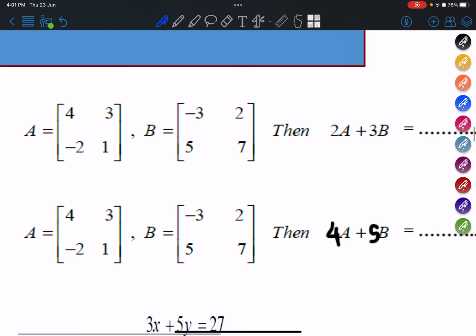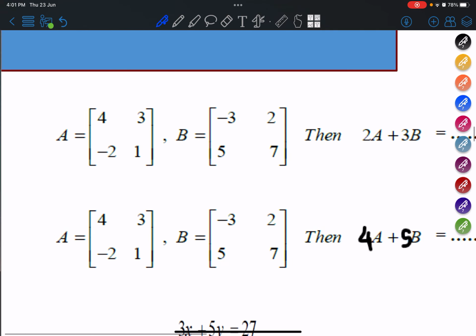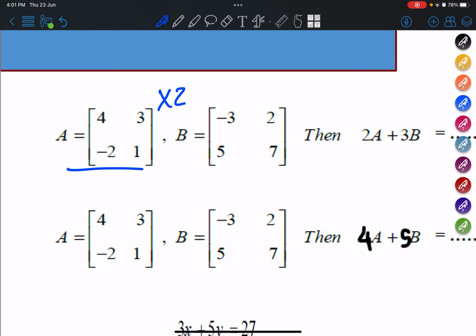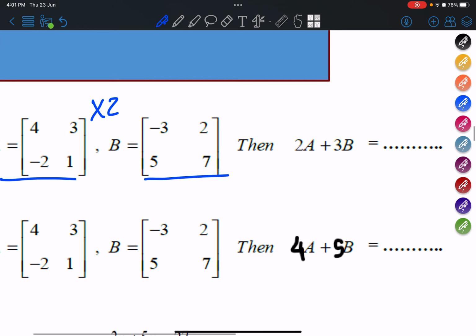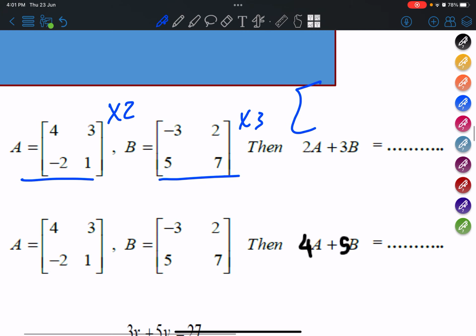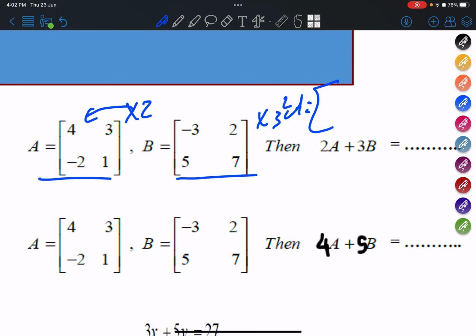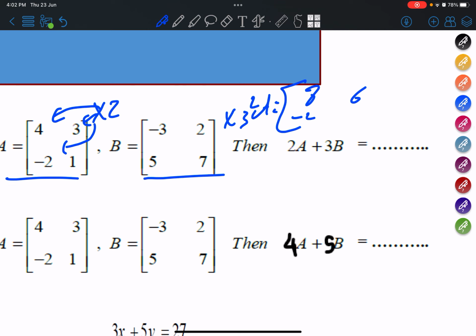Here they gave us matrix A and matrix B. Then they ask us what is 2A plus 3B. So what is essentially asked here is to multiply the entire matrix A times 2 and to multiply the entire matrix B times 3. Okay, so let's get each one. So 2A: 4 times 2 is going to be 8, 2 times 3 will be 6, 2 times negative 2 will be negative 4, and finally 2 times 1 will be 2.